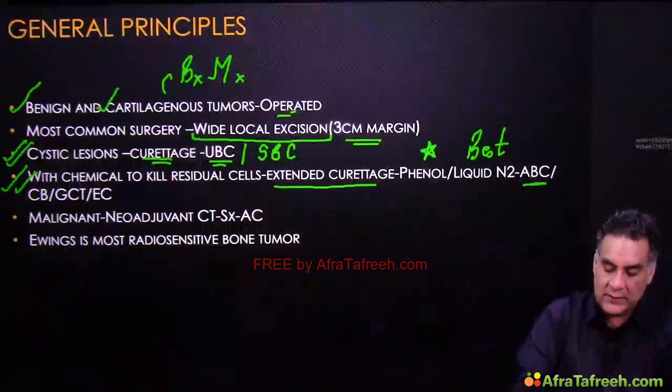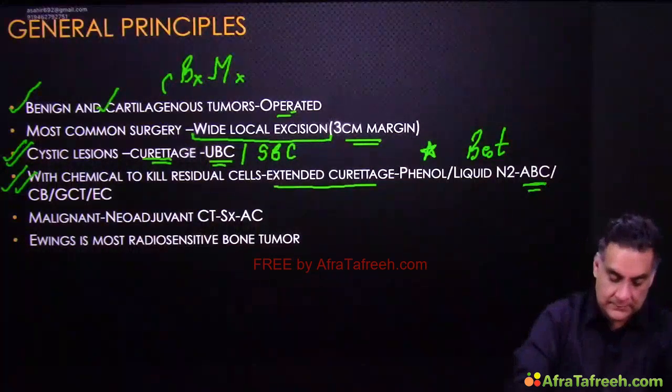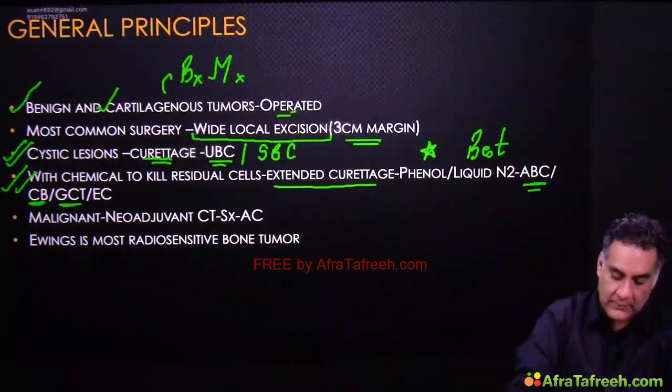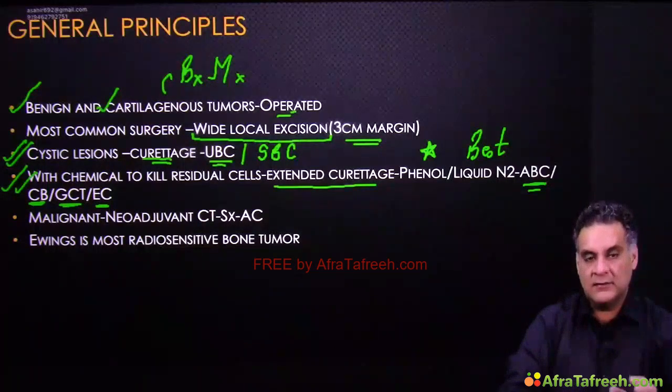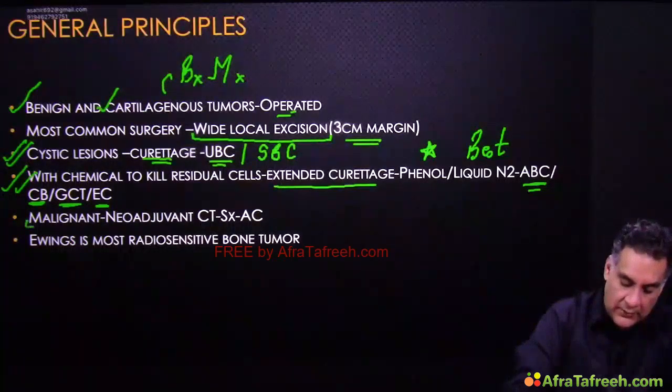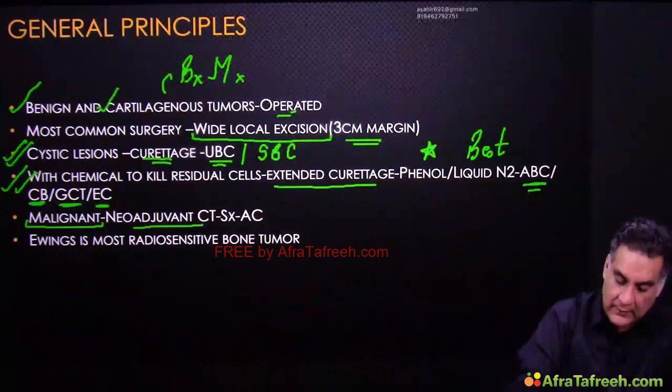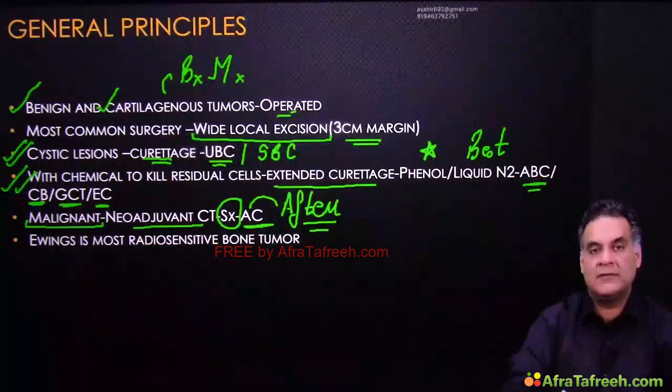Four conditions in which you do it: aneurysmal bone cyst, chondroblastoma, giant cell tumor, and chondroma. These are 4 conditions where you do extended curettage. Malignant tumors, you will give chemotherapy before the surgery, followed by surgery with 3 centimeter margin, followed by adjuvant chemotherapy. Adjuvant, A after. So A for after, A for adjuvant.